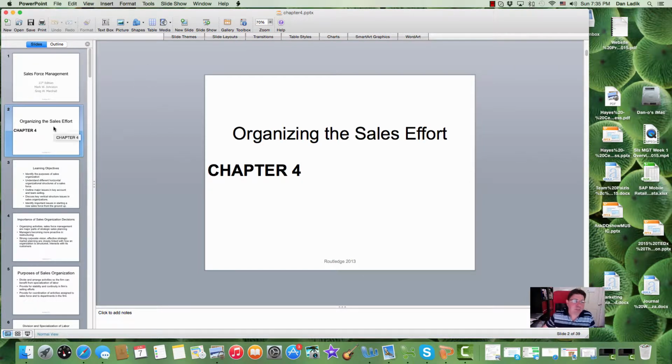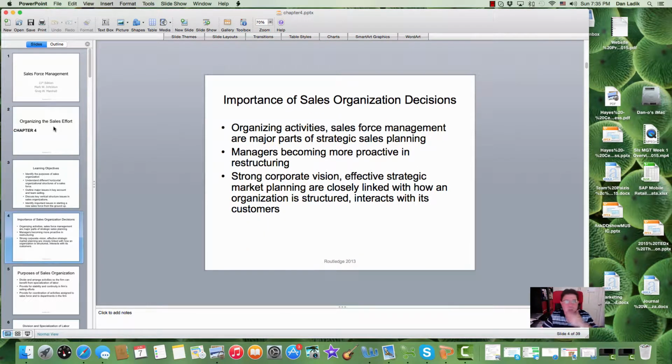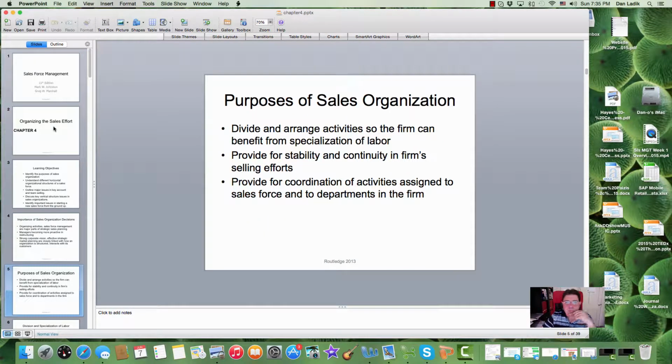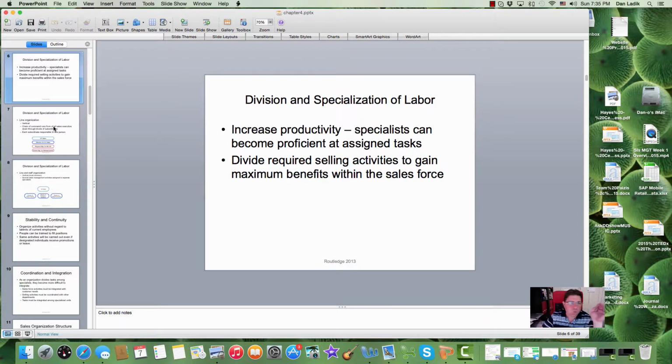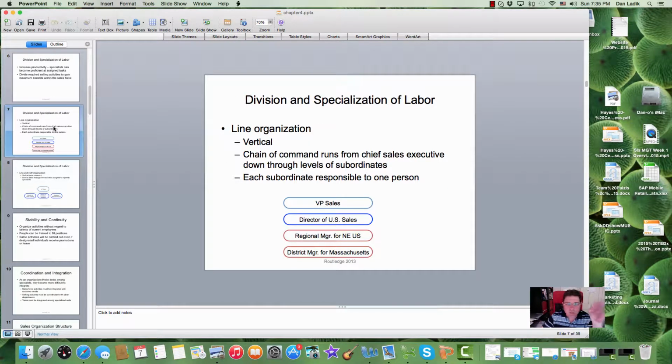Some quick things about Chapter 4. Chapter 4, we are looking from a sales management's perspective. What do we do and how do we organize the sales force? Really the big deal with this is it's a line organization from VP, director, regional, and district manager. And then you eventually have the salespeople underneath that.